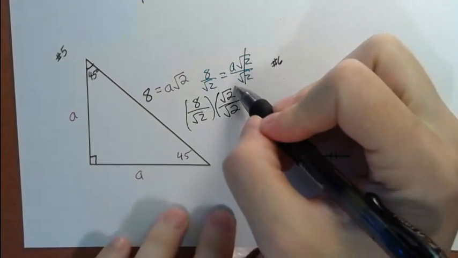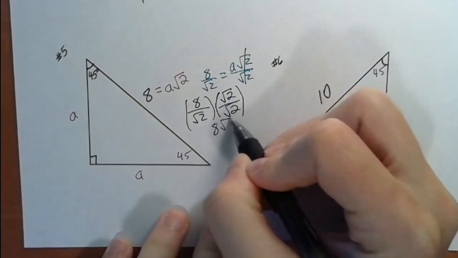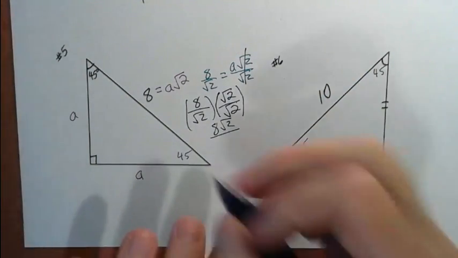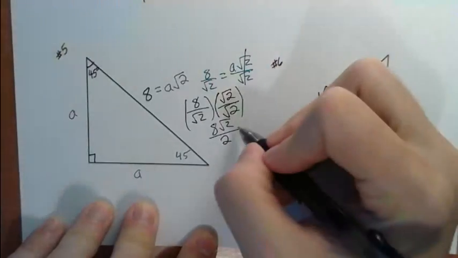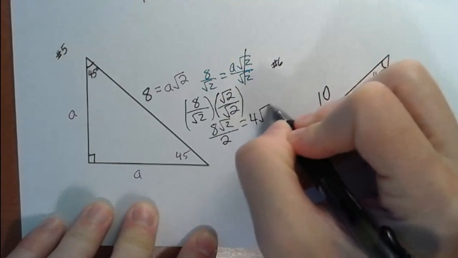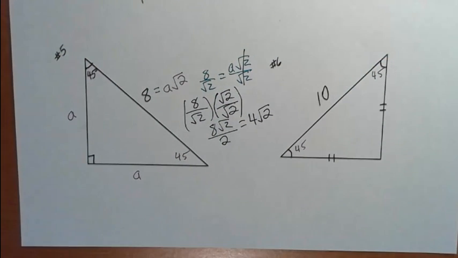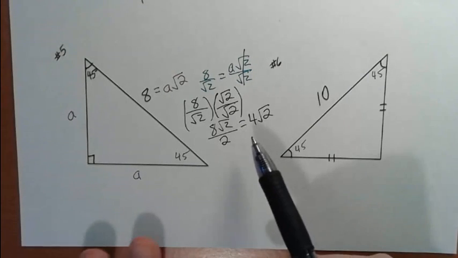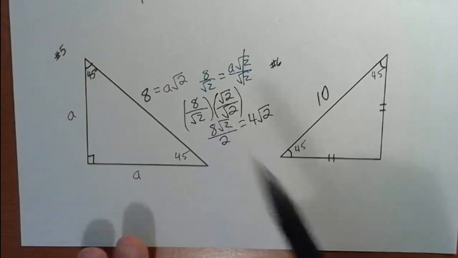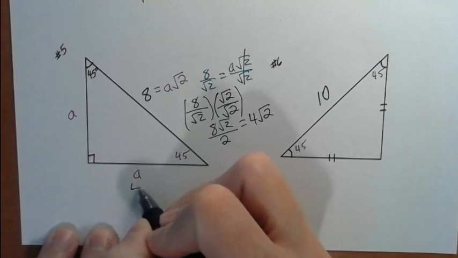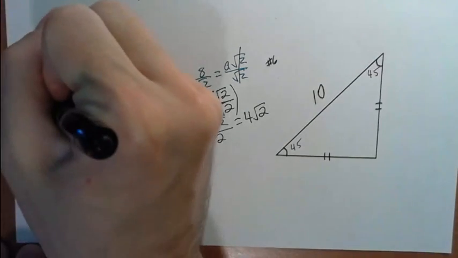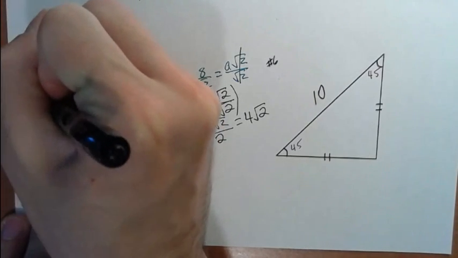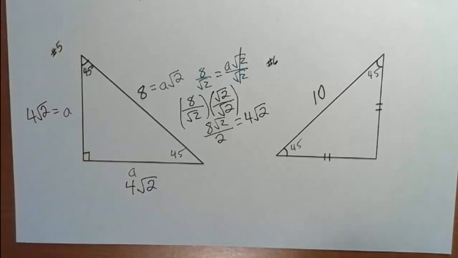I'd multiply across the top and get 8 root 2. And then root 2 times itself would be 2. And then 8 divided by 2 would give me just 4 root 2. So that 4 root 2 would end up being my a value after I've rationalized this. That looks a little strange, since it's basically flipped around, but that is how these level 2 problems would work.